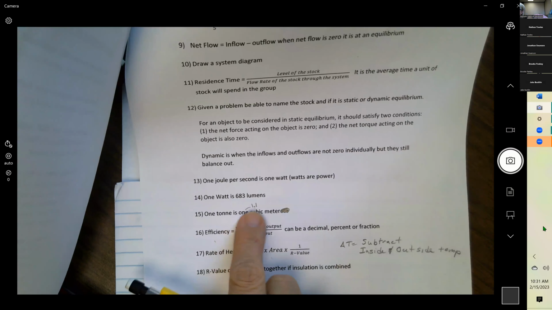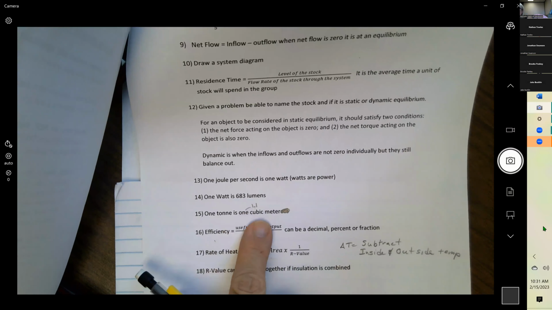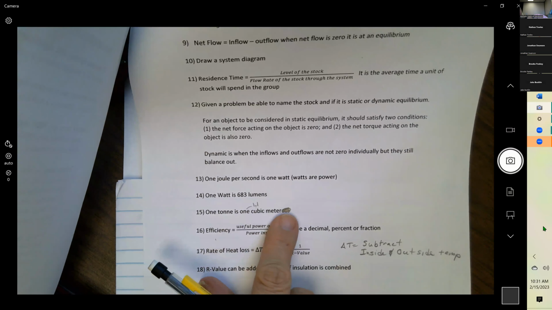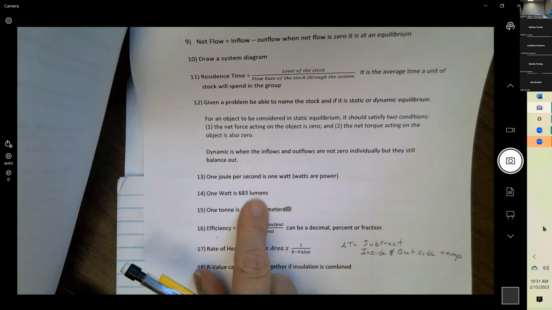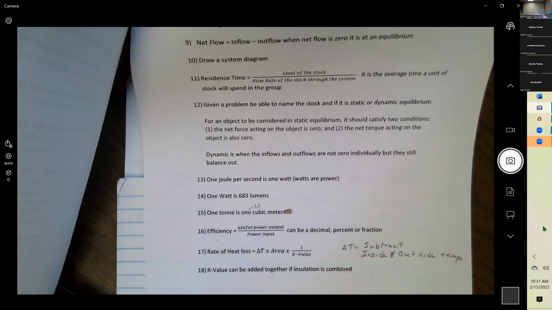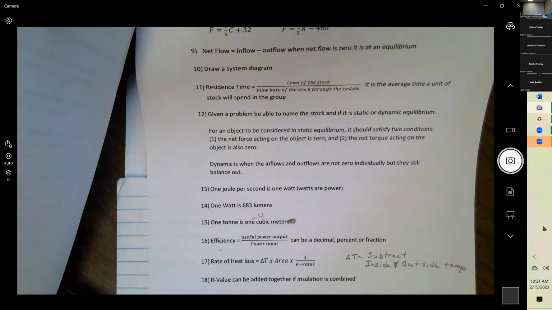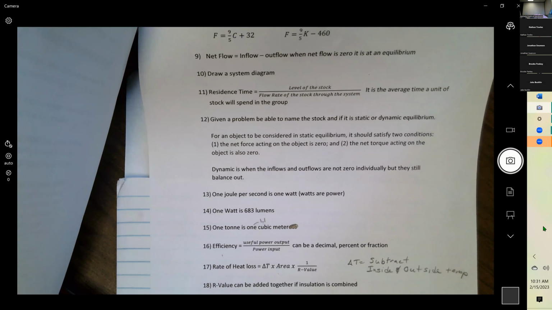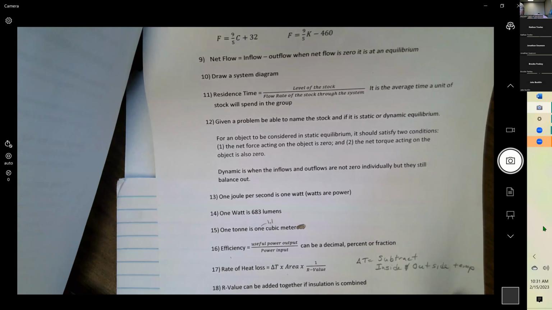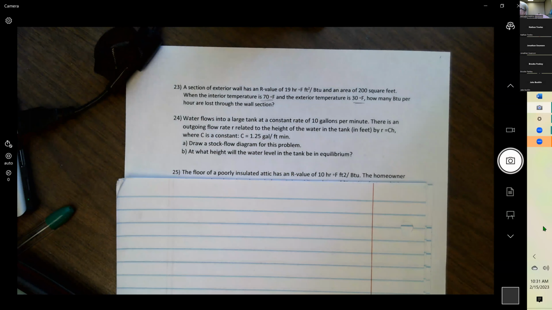This 1.1, it doesn't matter to me. You can use 1 cubic meter. That's what your book uses. They're just rounding it. So I just had that there in case you looked on the internet. It is 1.1, so it's a little bit bigger. But we talked about that.